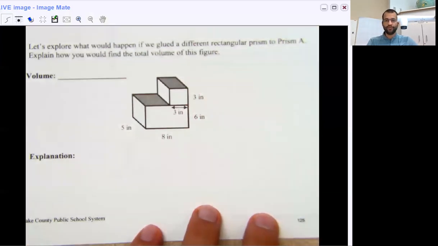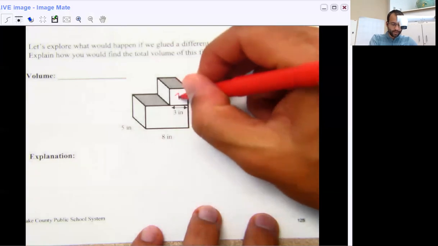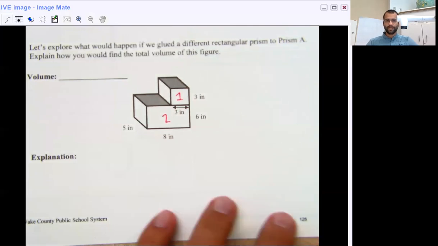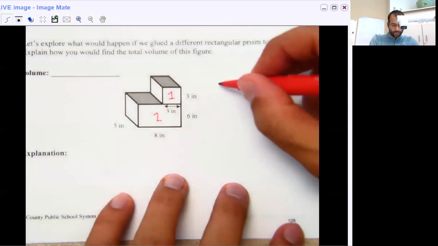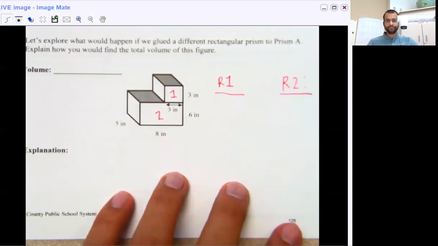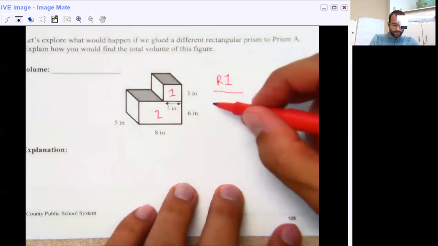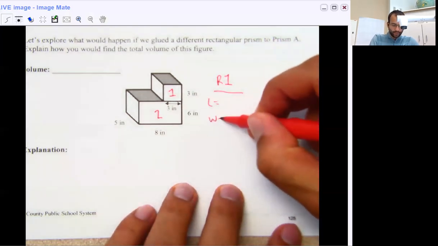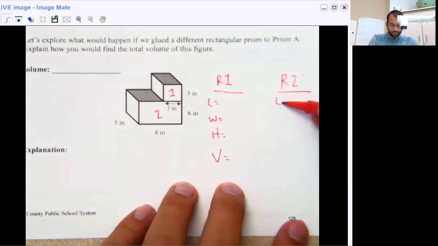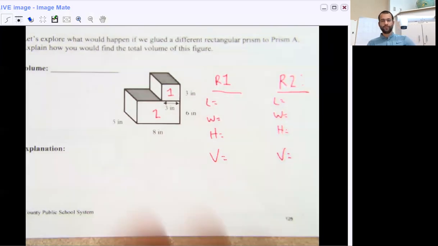So we have got 2 different rectangles here. I want you to label these rectangles. This is going to be number 1. And this is going to be number 2. Okay, so what we're going to do is this. We are going to label R1 and R2. All right, for R1, we need to figure out the length, the width, the height, and the volume. For R2, length, width, height, volume.